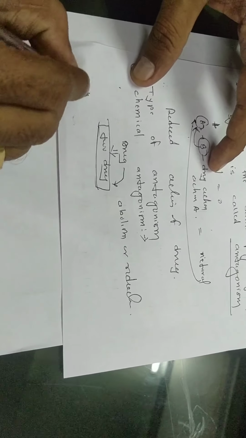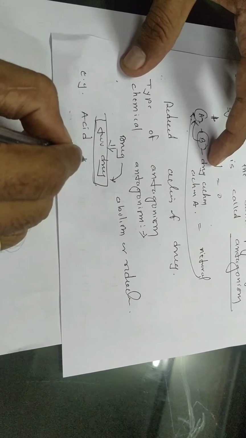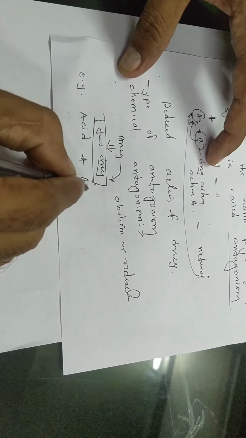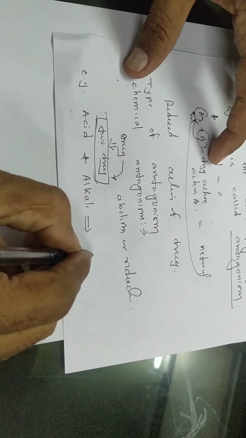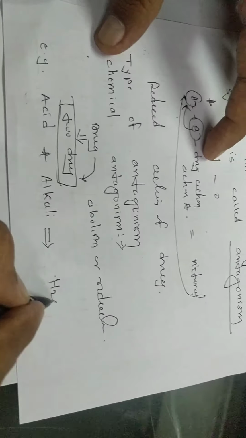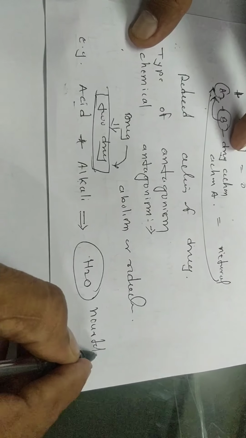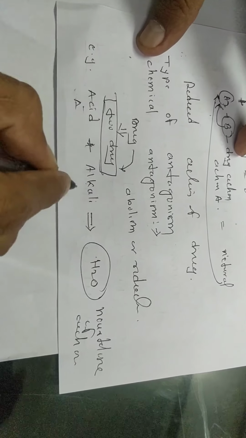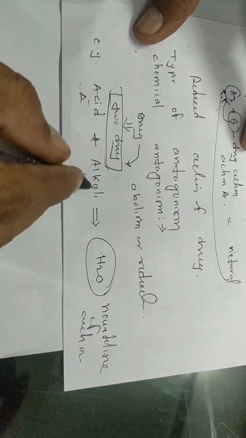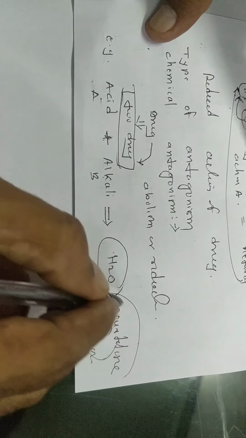Example, it's a very simple example. Acid and alkali. Acid plus alkali, they neutralize each other and we get water. They neutralize the action of each other. A plus B, two drugs that produce opposite actions to each other, completely abolish and get neutralized. That is called chemical antagonism.